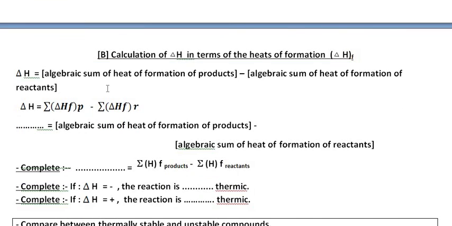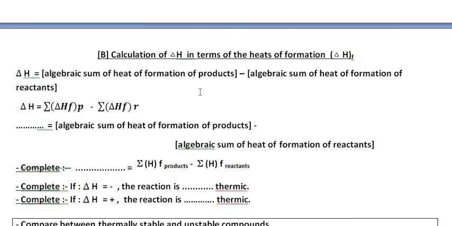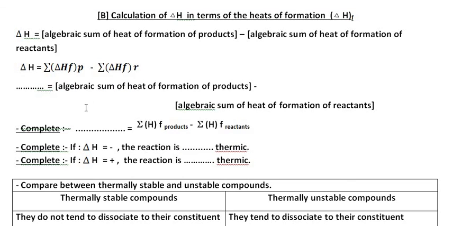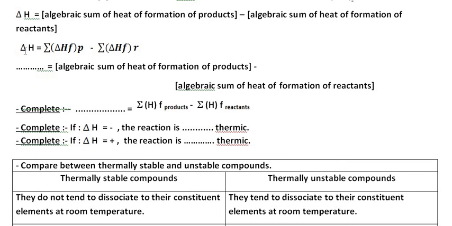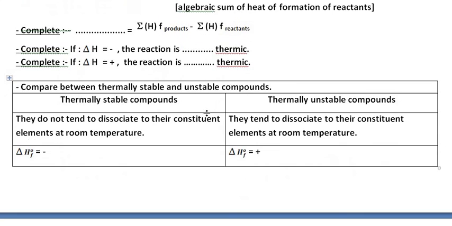This is another method for determination of delta H in terms of the heat of formation, but the first one was in terms of the heat content of the substance. Here is a similar law: delta H equals sigma heat of formation of the products minus sum of the heat of formation of the reactants. In the same way, you can complete this delta H here. If delta H is negative, the reaction is exothermic, and if delta H is positive, the reaction is endothermic.